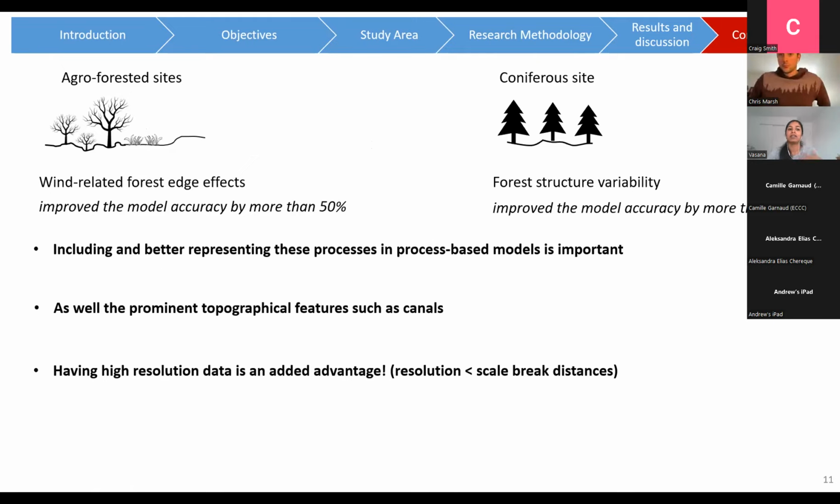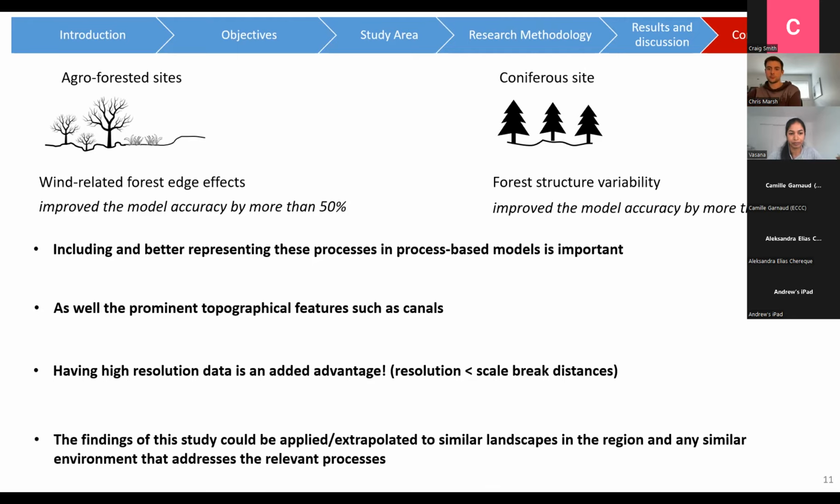which implies that including and better representing these processes in process-based models is very important, as well as the prominent topographical features such as canals to accurate estimates of snowpack dynamics in these regions. Having said that, this also implies that having high resolution data is an added advantage, especially in modeling. So if you were to do a modeling or sampling in these areas, it's better to select a resolution well below the scale break distances we found in this study to have more representative spatial variability of the snowpack in your modeling.